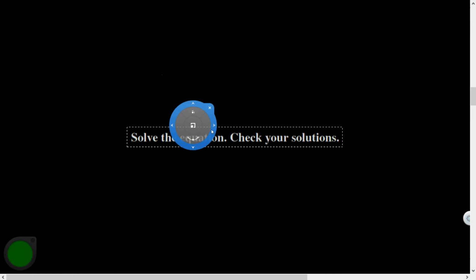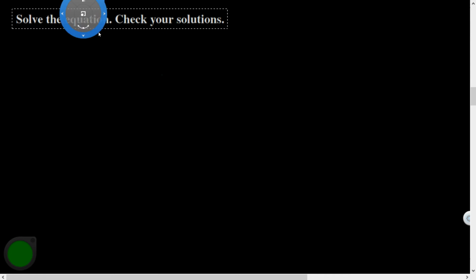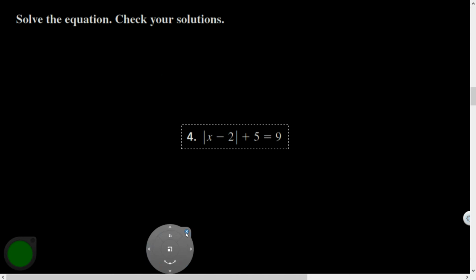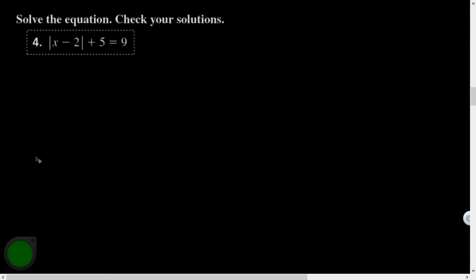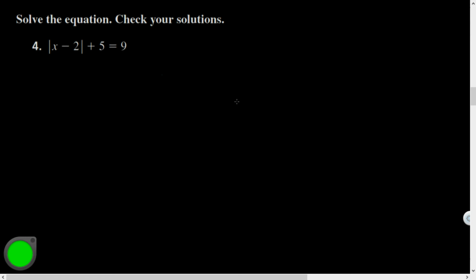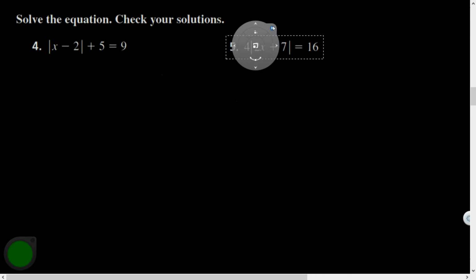Problem 4, we've got to get the absolute value by itself for all of these first. Let's have you give these a try. I'm going to help you with 5. And then your boss fight today is question 6. And then we'll do some partner work in a moment.